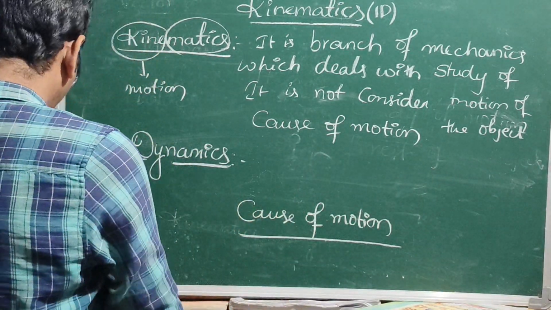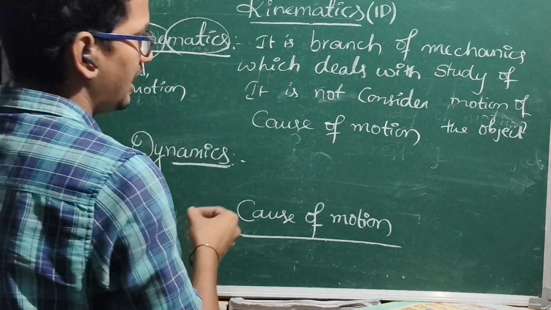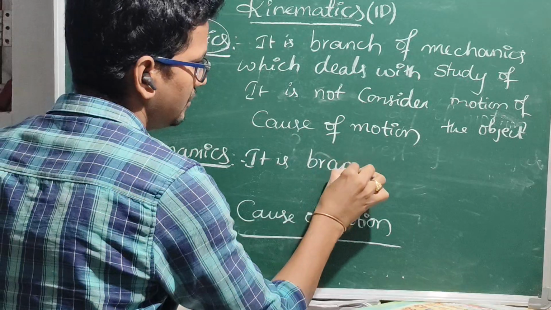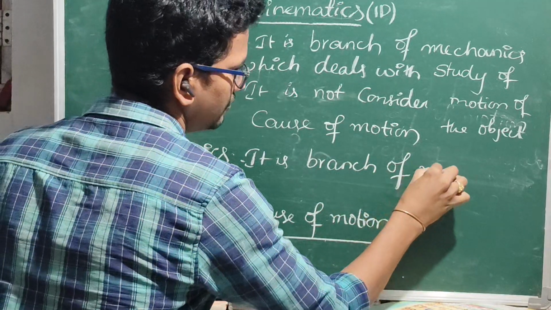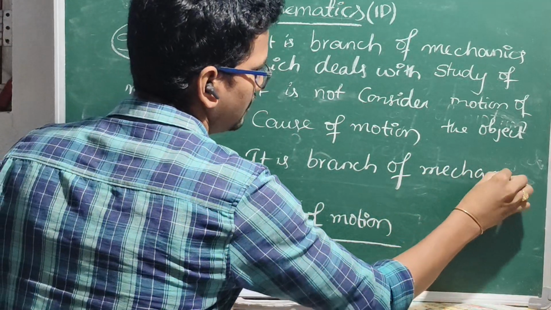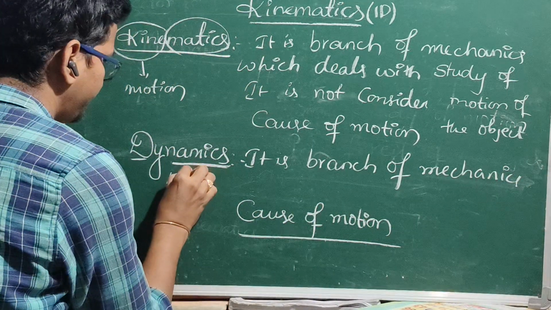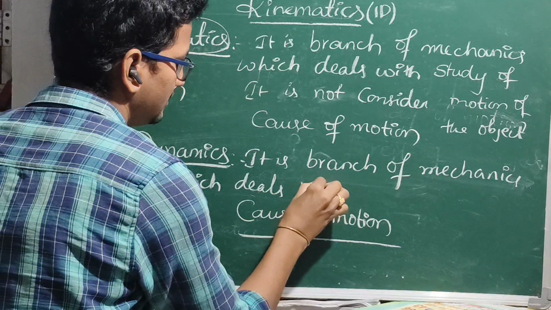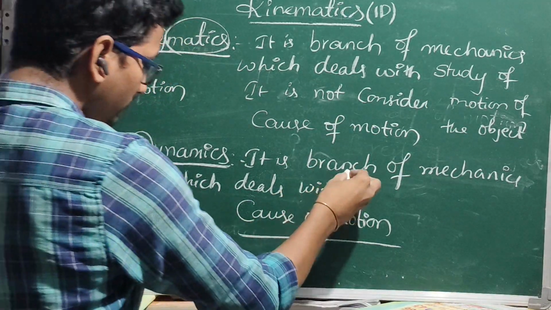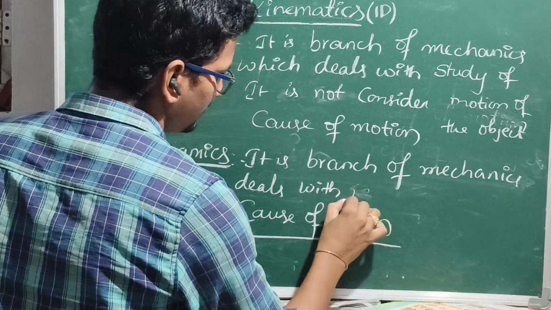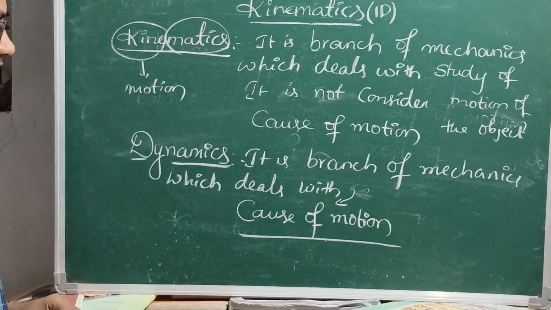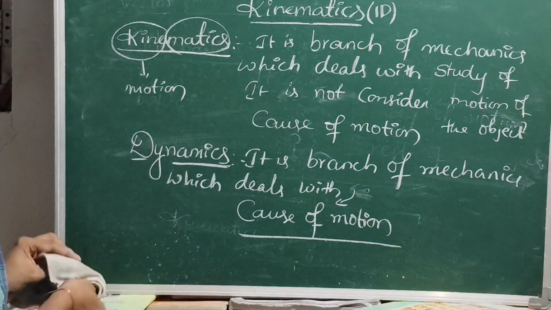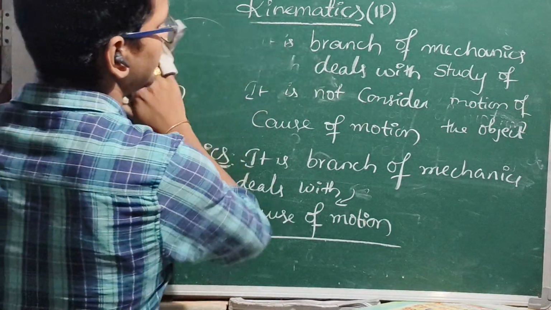How can you define dynamics? It is a branch of mechanics which deals with the cause of motion. And the next one is statics.